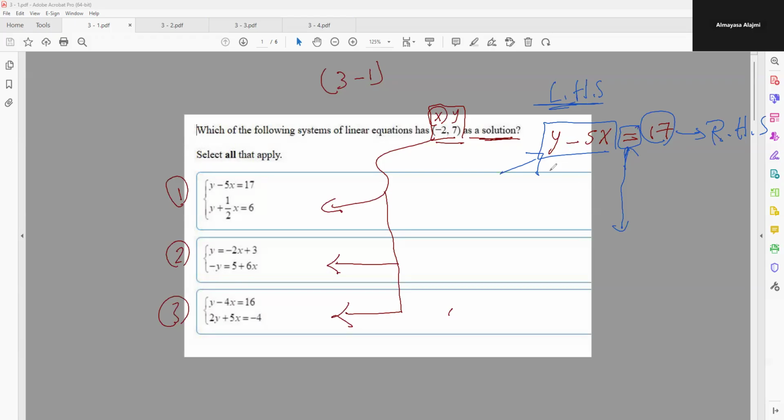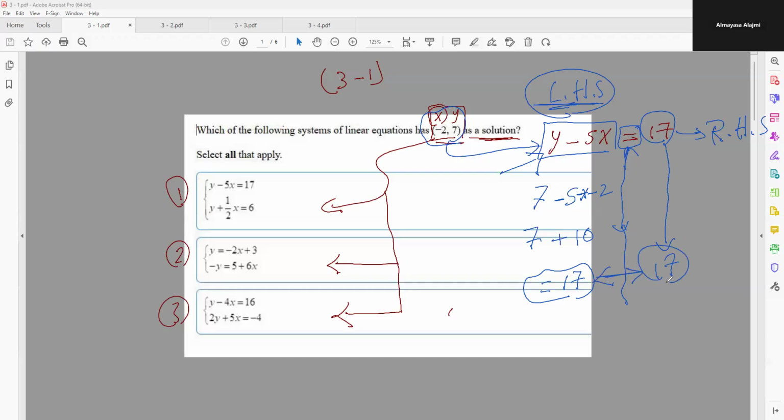We took each part and solved it. First, we took the left hand side and substituted the values of x and y from this point, so it will be 7 minus 5 multiplied by -2. Then it will be 7 plus 10, so it will be equal to 17. This is for the left hand side. Now, in the right hand side, the value already is 17. If these both values are equal, then the first trial is correct. Okay?